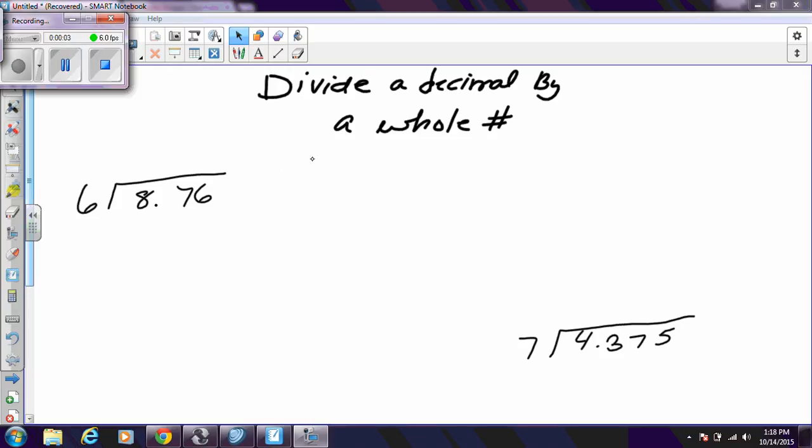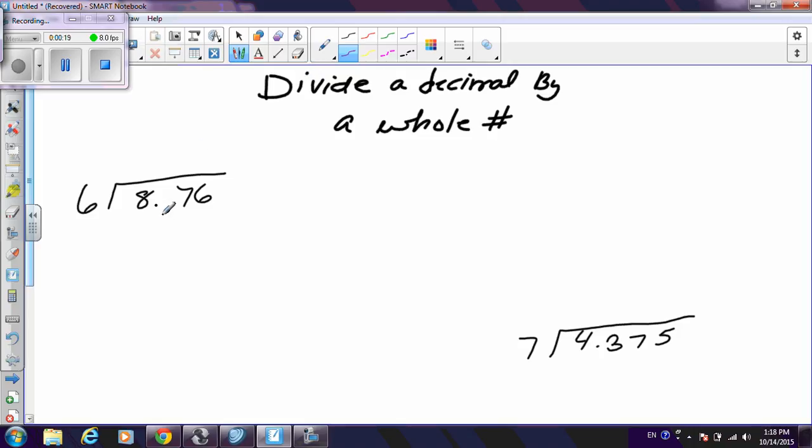Good afternoon. This afternoon's lesson is all about dividing a decimal by a whole number. It's really simple, much like the division we're already used to. We're just adding on one extra step.